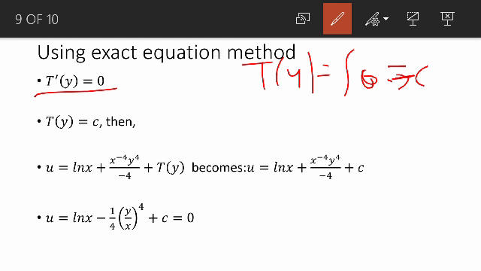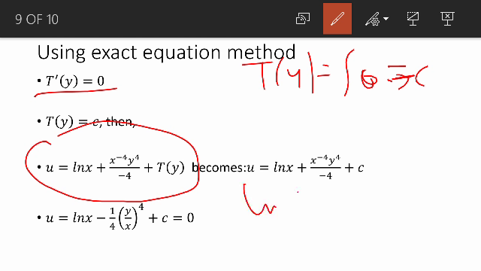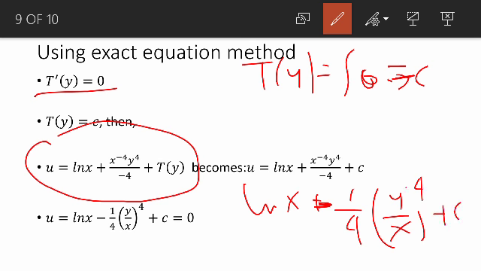And remember, u being our solution is equal to ln x plus x raised to power minus 4 y raised to power 4 over minus 4 plus t of y. Now it becomes u equal to ln x plus x raised to power minus 4 y raised to power 4 over minus 4, then c, which if we rewrite is going to give us ln x plus, this is already minus 1 over 4 into y over x raised to power 4, plus c, okay, which is exactly what we got in the previous equation.